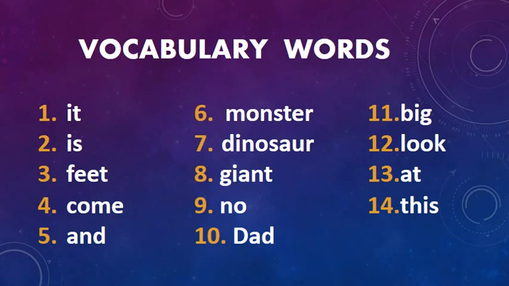Number 1, it. Number 2, is. Number 3, feet. Number 4, come. Number 5, and. Number 6, monster. Number 7, dinosaur. Number 8, giant. Number 9, no. Number 10, dad. Number 11, big. Number 12, look. Number 13, at. Number 14, this.